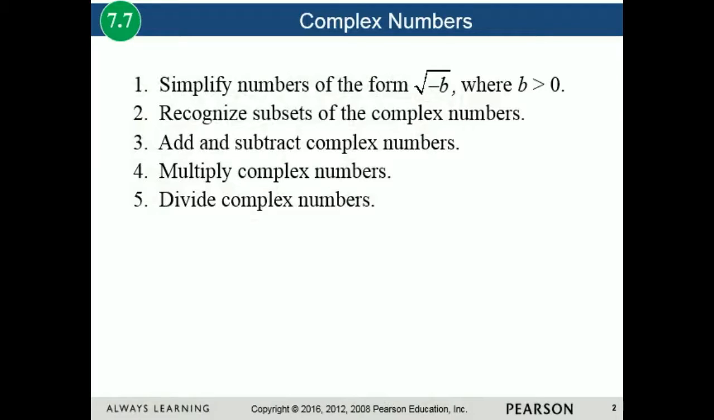So you can use this video here to help you with section 7.7. Our objectives here are to simplify numbers of the form square root of negative b, recognize subsets of complex numbers, add and subtract complex numbers, and multiply and divide complex numbers.